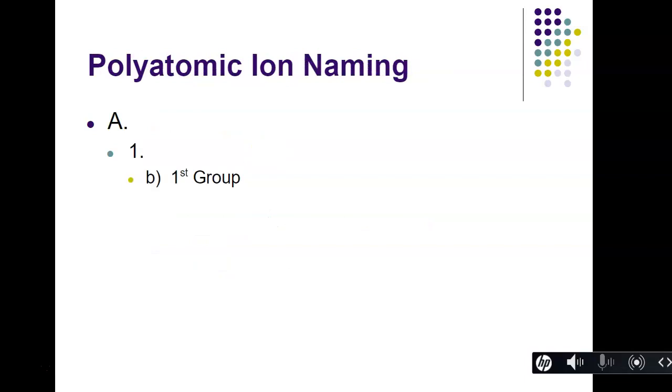Now, I'm going to go through the different groups. You are not responsible for memorizing the different groups. You will have this PowerPoint, and I'm going to give you an additional chart that just gives you the names of every single one of your polyatomic ions.